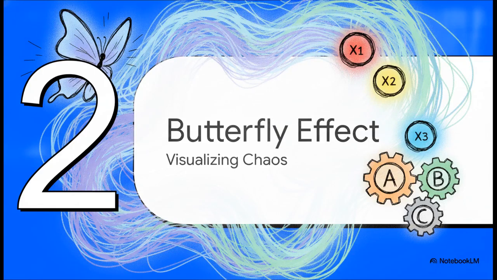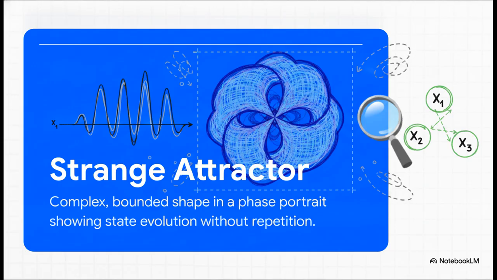Moving right along to section 2, visualizing the butterfly effect. Let's look at a real-world mathematical model, the classic Rossler system. It perfectly follows our golden rule with 3 states, x1, x2, and x3, and 3 tunable parameters, a, b, and c. Now, what's really wild here is how we choose to look at the data. Normally, you'd plot a state, like x1, over time. For a chaotic system, that just looks like a messy, non-repeating wave.